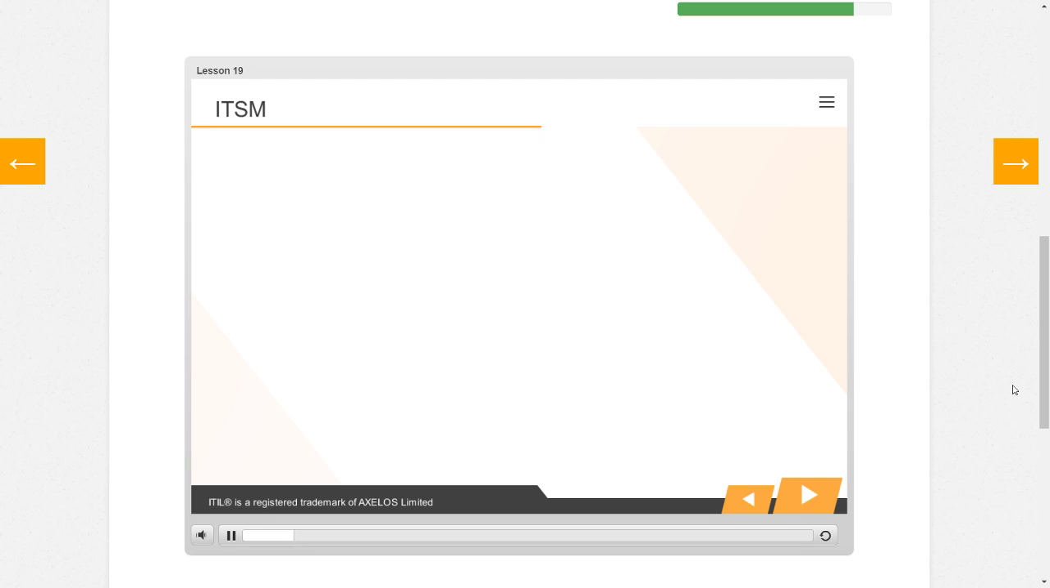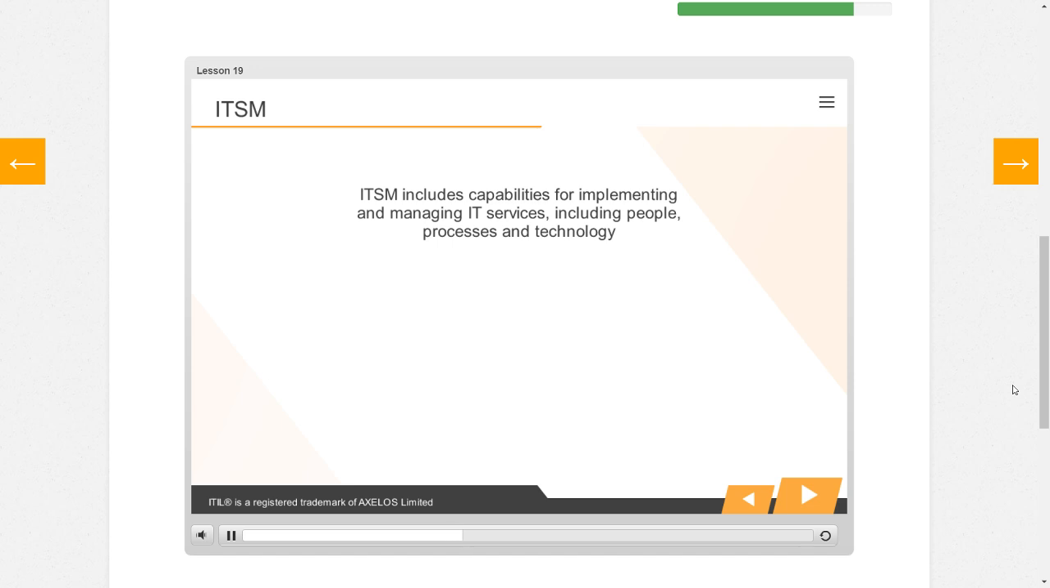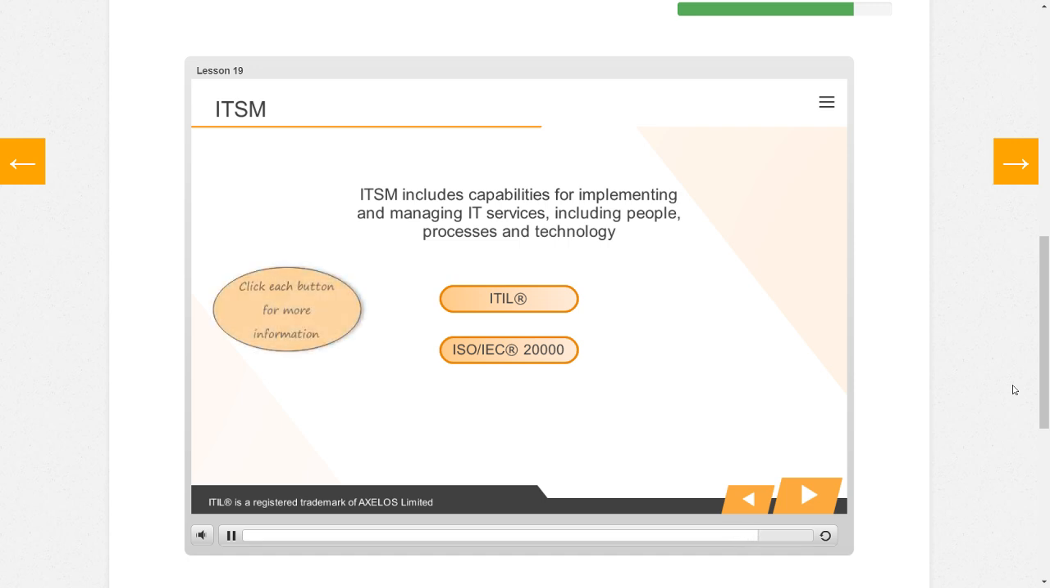We'll start with IT Service Management, or ITSM. ITSM includes all the capabilities a service provider uses to implement and manage IT services, including people, processes, and technology. There are 2 ITSM practices that are relevant for SIAM: ITIL and ISO/IEC 20000. Click on each one to learn more about it.